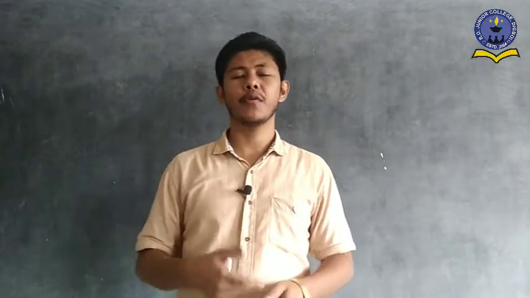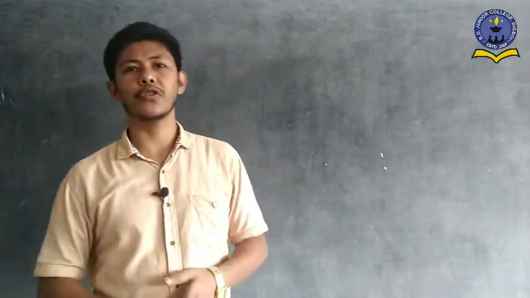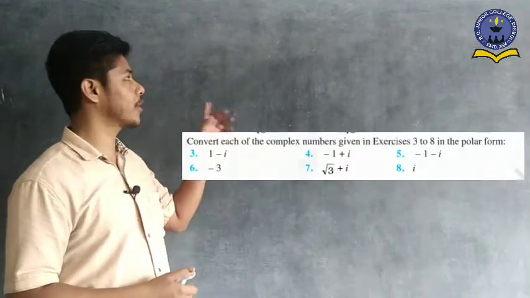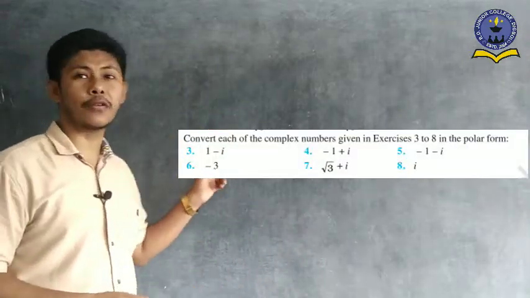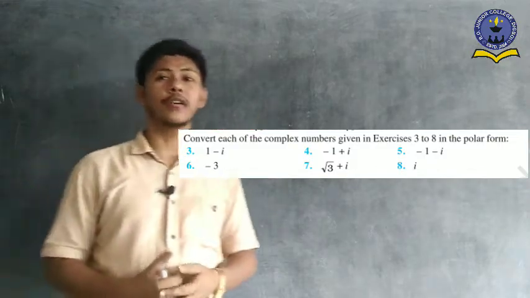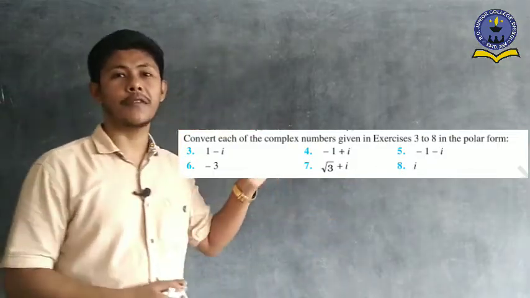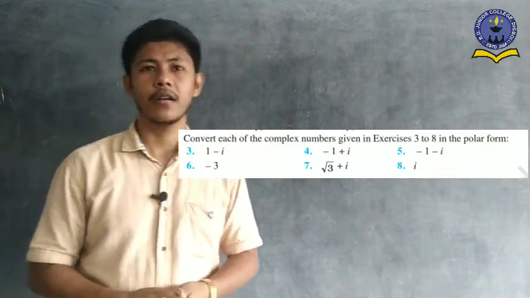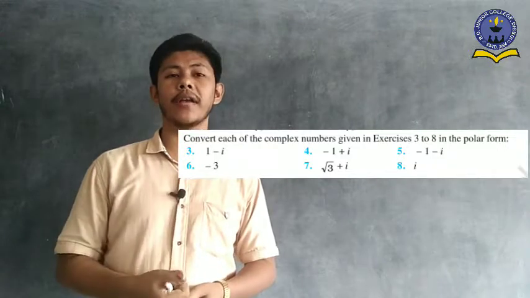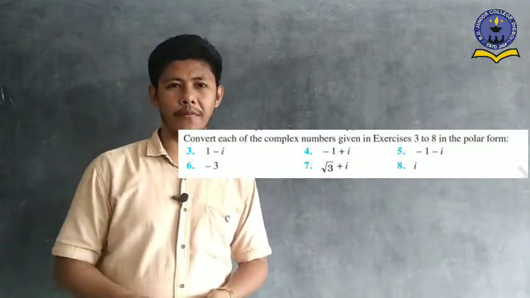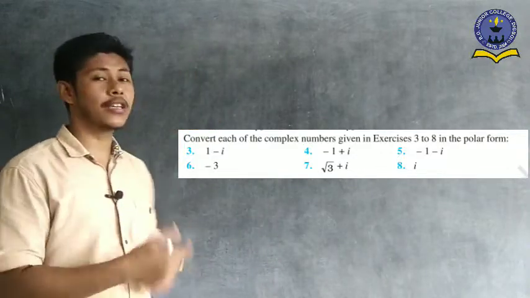Now after finding the modulus and argument here, the next question is what we have to do. We have to convert this one into polar form, and the question is given here in this way. If you see question number 3 here, up to 8 questions are here. So the first one is question number 3, which is given here: 1 minus i. So we have to convert this one into polar form. Is it clear? So let's see how we can do this one.